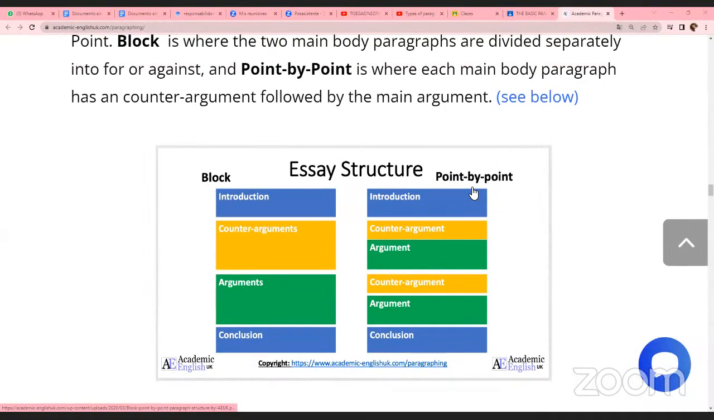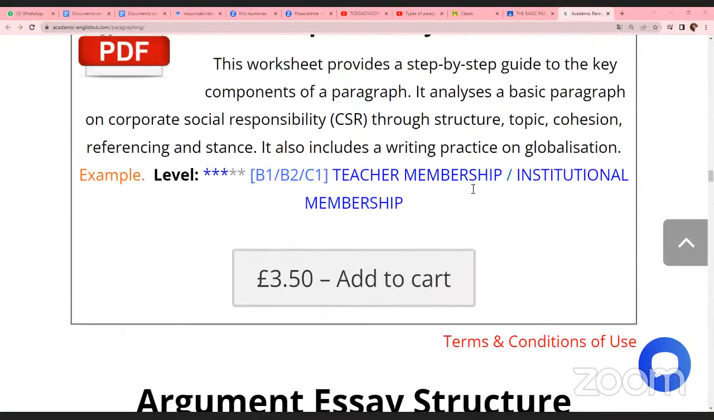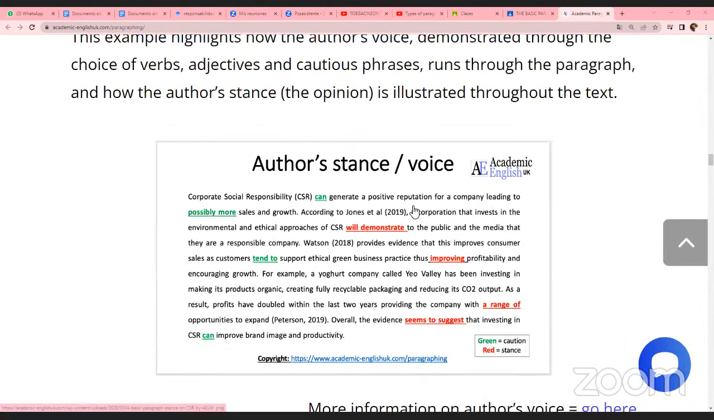When we talk about author's voice, you're going to see that he's not using the first person. It's talking in the third person, as this author is not included in this paragraph. So it's talking in third person. What does that mean? You are outside of it.